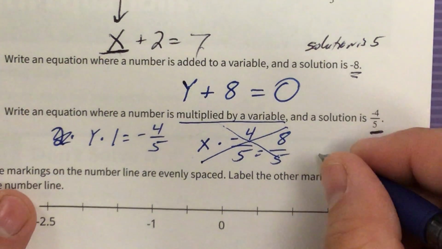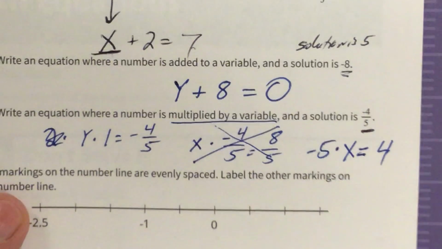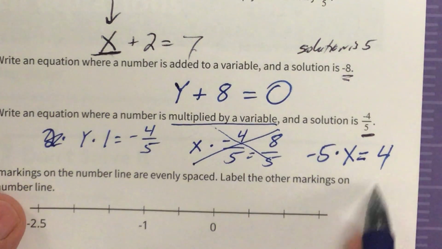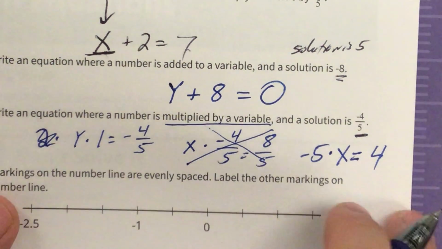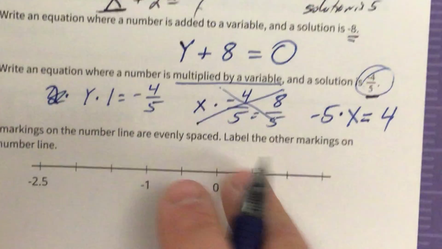The one I have looks like this. -5 times x equals 4. Because the opposite of multiplying by -5 would be divide by -5, which would be -4/5. So either one is fine, as long as it answers this. That's all you need. Filling out the markings.